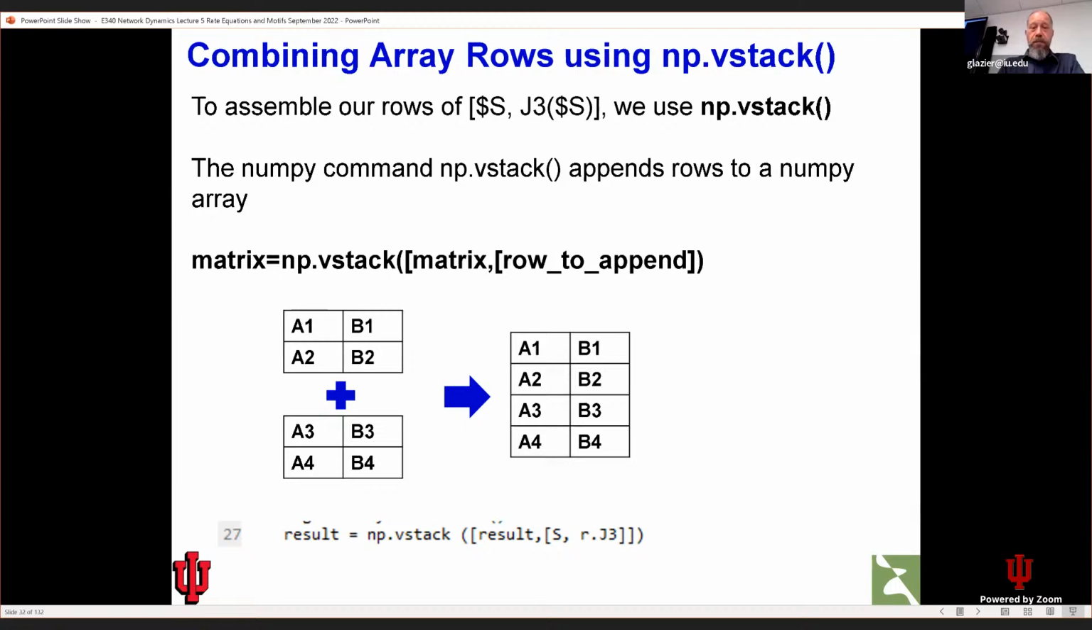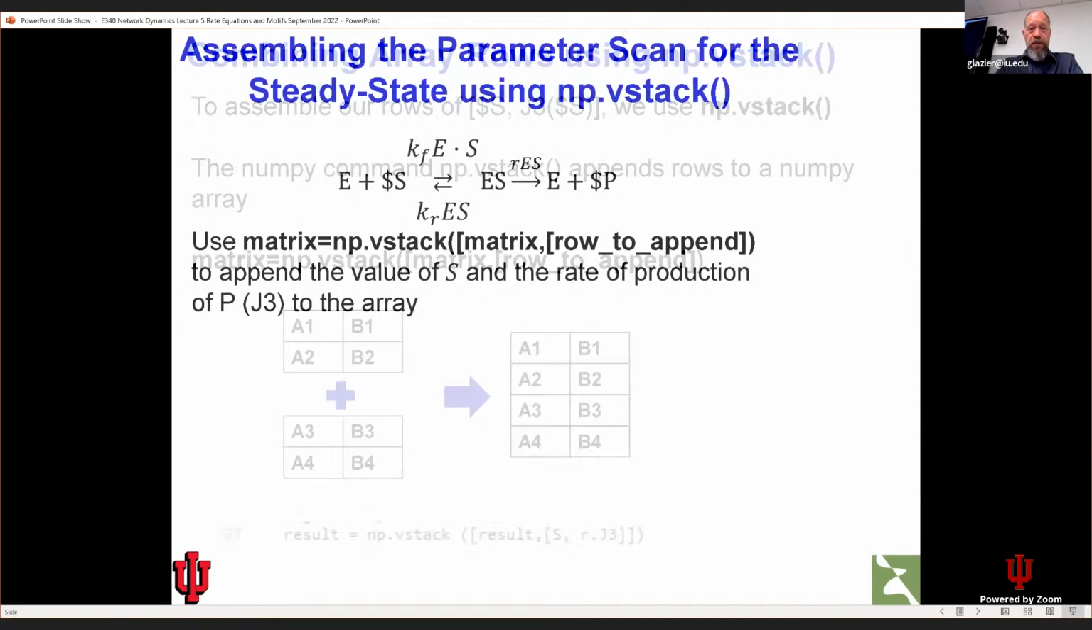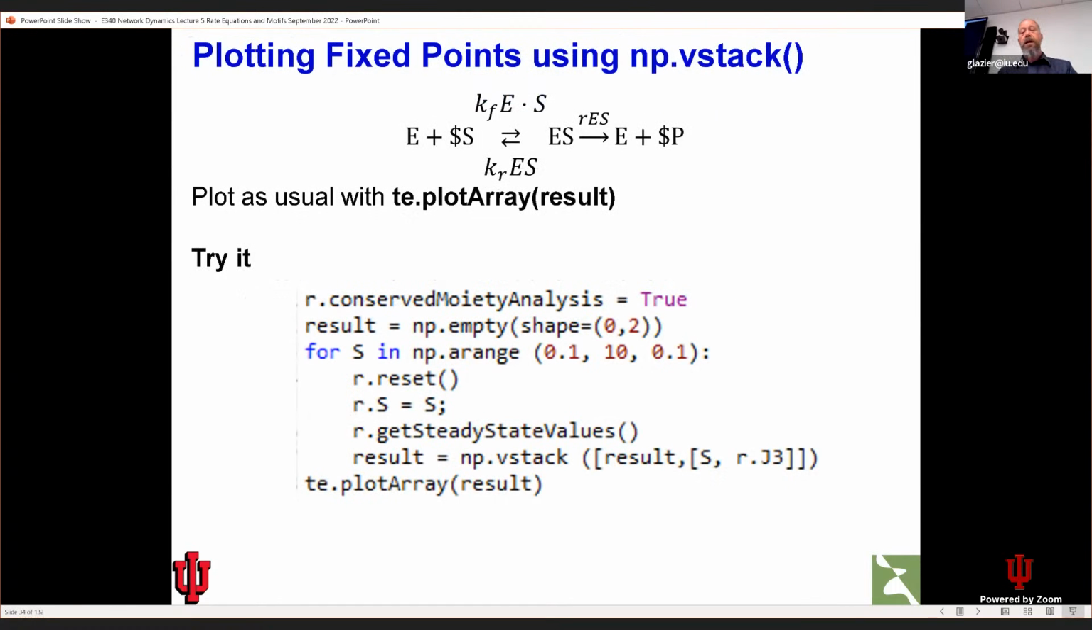And if people need to, I don't have, let's see if I have it here. Since we don't have a lot of time, I'll show you how I did it, because otherwise remembering that np.empty is a little bit awkward. But why don't people try this?